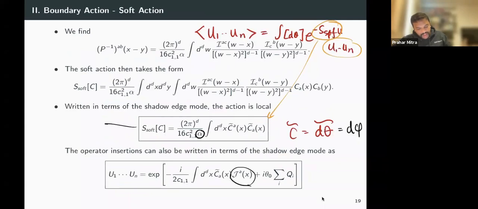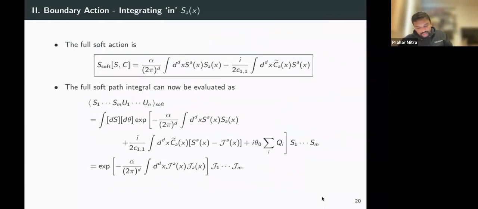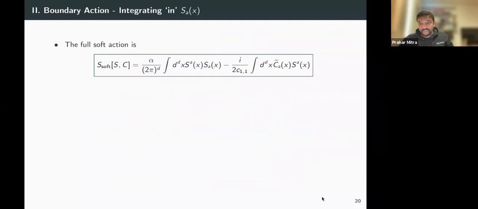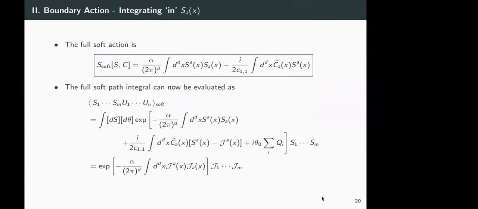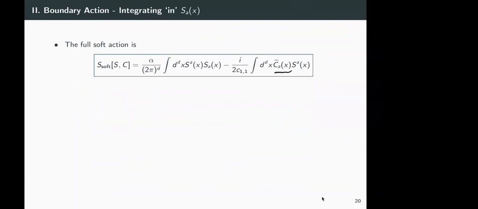But here I wrote down the action just as a function of C. But remember, I had neglected this second soft operator S. And what I told you that I would do was that I would first use symmetries to write down the effective action for C, and then you would integrate in the soft operator mode S. And I'm not going to explain how we do that, but this is what the action looks like, which again, notice is very nice and local in terms of C tilde, in terms of the shadow mode, which is very nice. And yeah, it's obvious, right? I mean, if you integrate out S, you will get C tilde from this action.